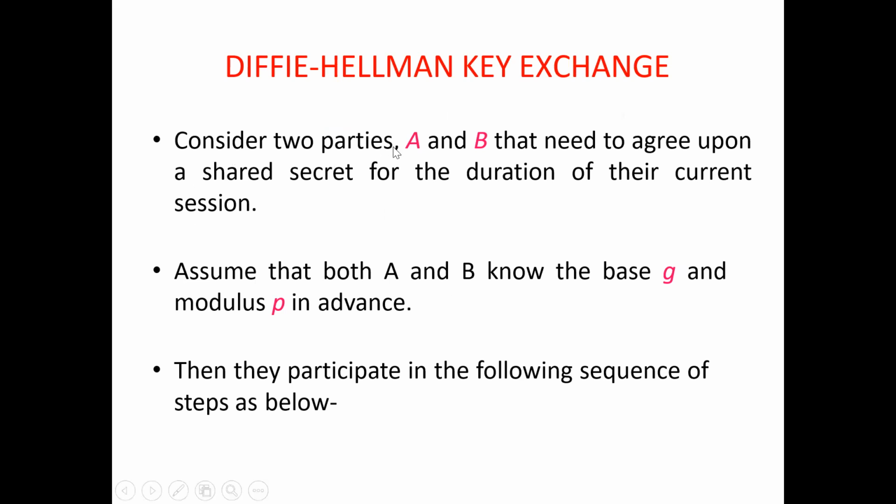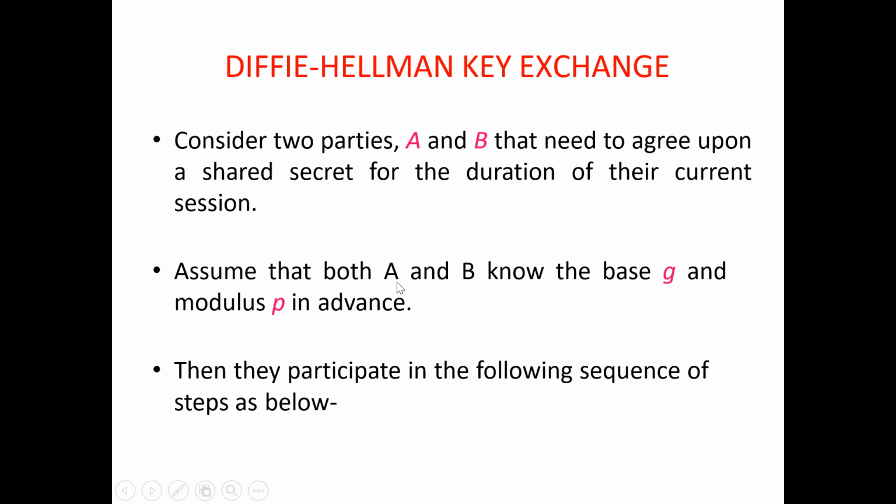Consider two parties, A and B, that need to agree upon a shared secret for the duration of their current session. So there is a session established. During that session, A and B want to communicate with each other. For that, we need to have a common shared secret key. Assume that both A and B know the base G. You need to make certain assumptions here. Both A and B know the base G and modulus P in advance.